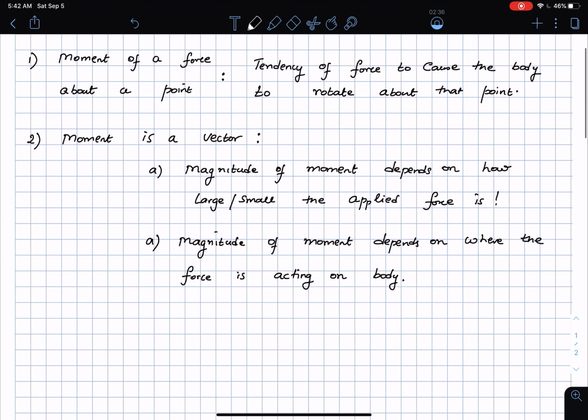And lastly, the direction of the moment depends upon the direction of the force that is applied on the body.